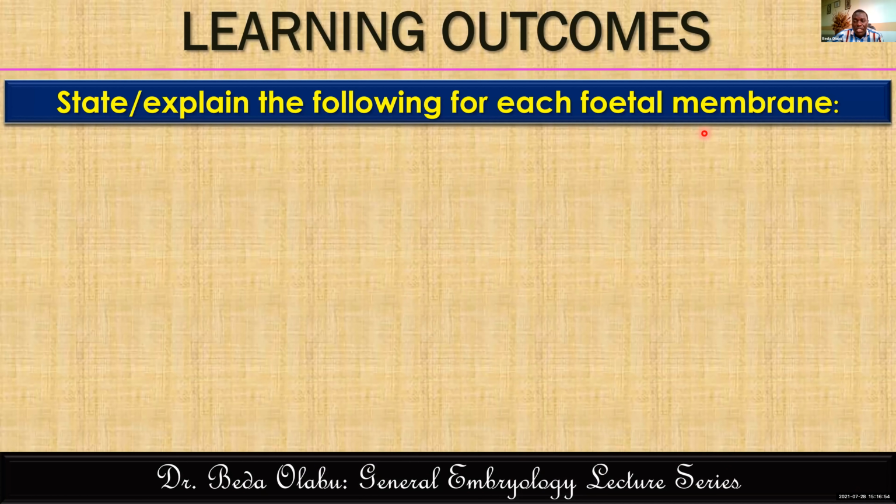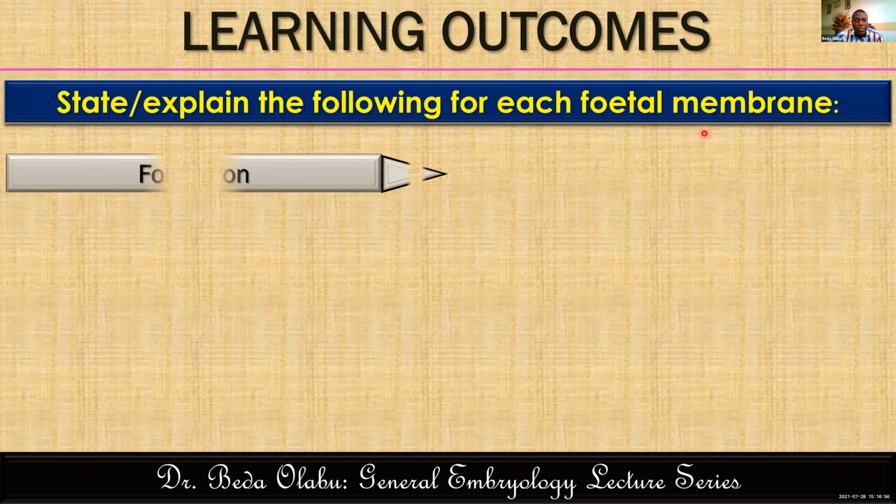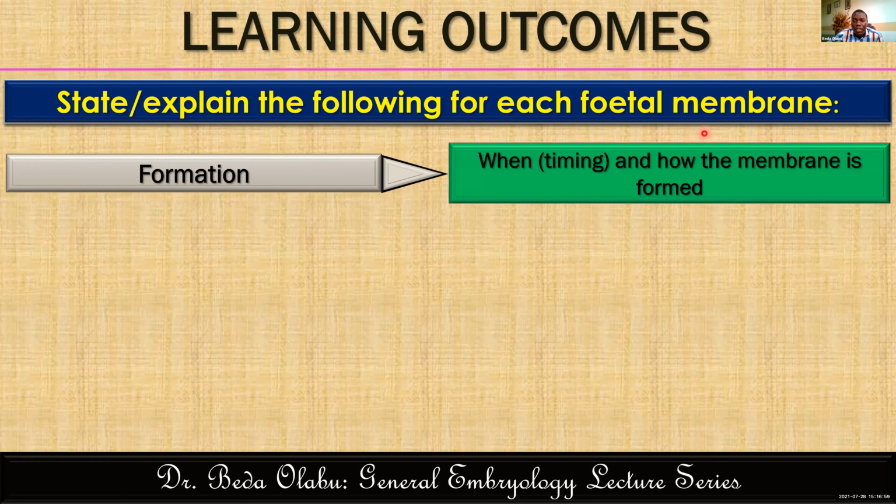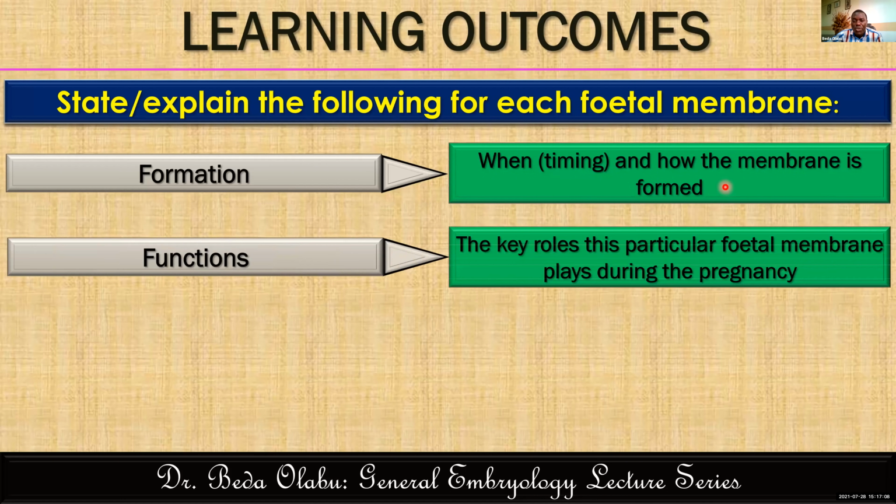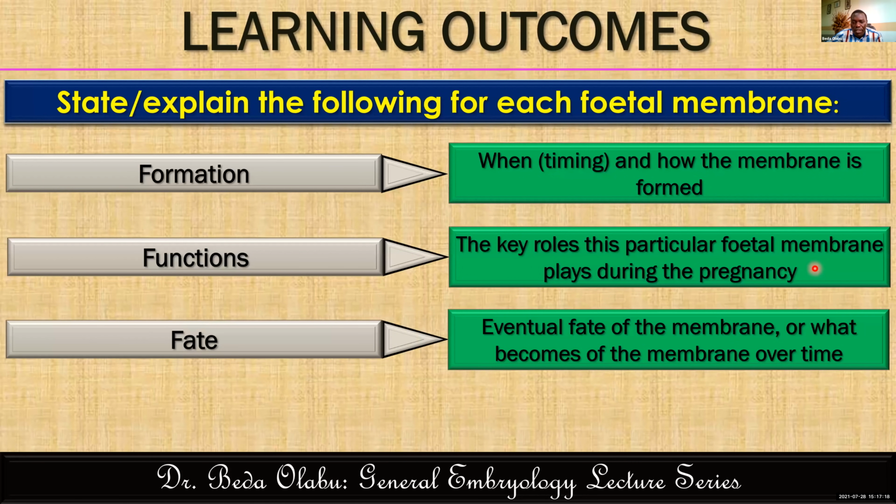In terms of our objective, we agree that for each fetal membrane, we look at the following. We want to know when this membrane is formed and how that membrane is formed. We also want to know the key role this particular membrane plays during pregnancy. The third thing we want to know is, after that membrane has performed those functions, what is the fate of that membrane? What becomes of it eventually?